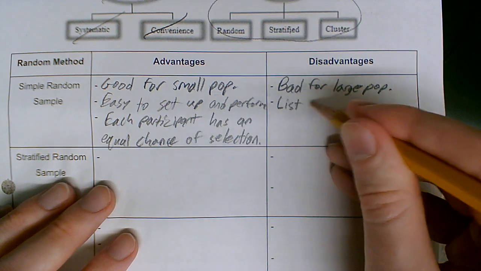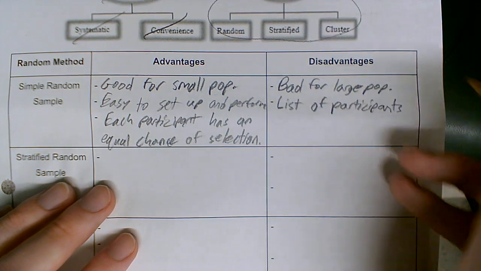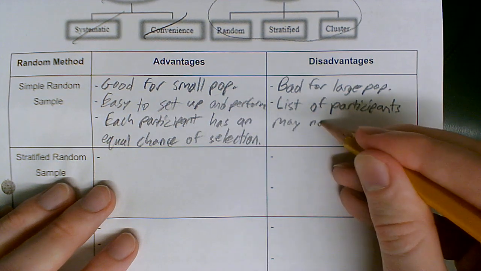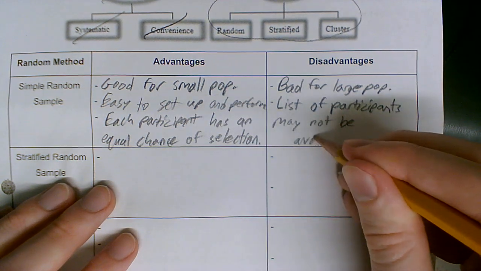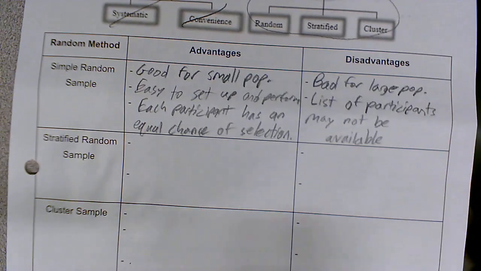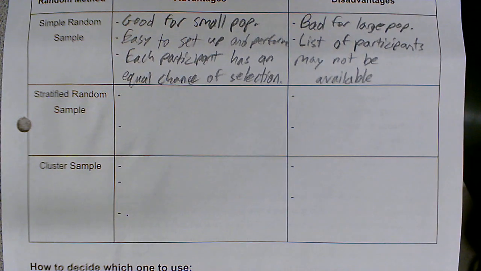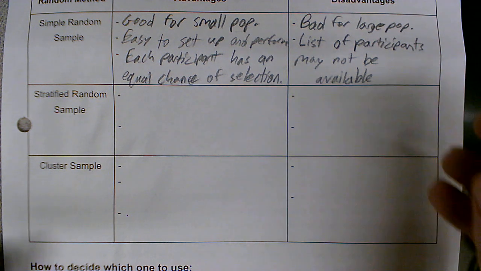So the list of participants unfortunately may not be available. For example, the school may not be willing to provide students with a list of every student in the school. That's not something that they can really give out necessarily. You might be able to get a list of certain students, but you can't necessarily get a list of every student in the school.